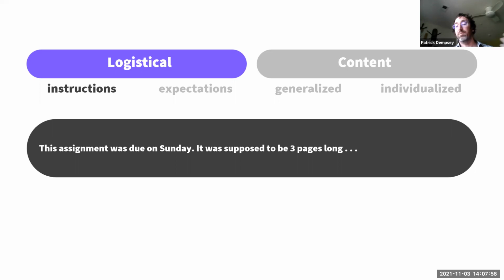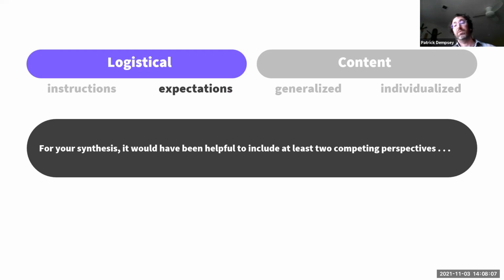Logistical feedback. This assignment was due on Sunday. It was supposed to be 3 pages long. That takes us time to write. And if we're writing it to 20 people or 30 people or 50 people, that takes a lot of time to write. So another type of logistical feedback that we might give is expectations.